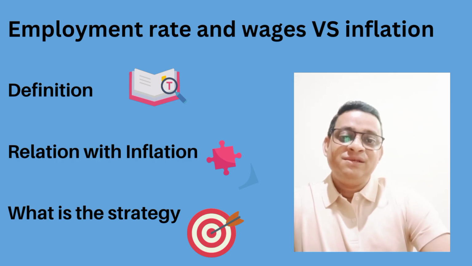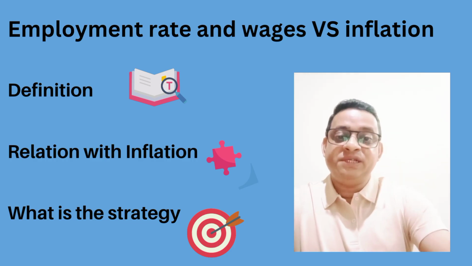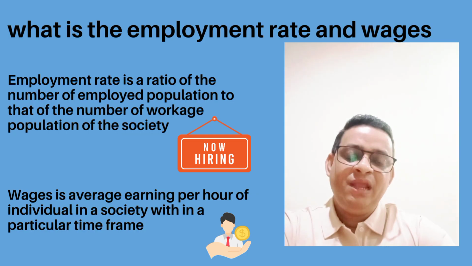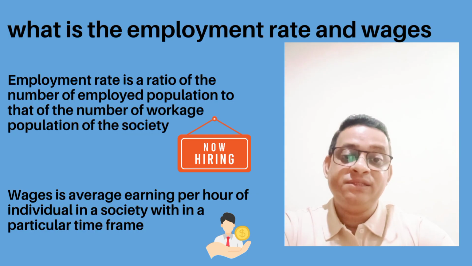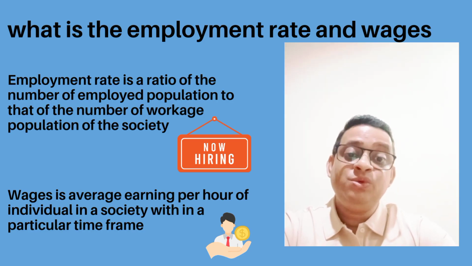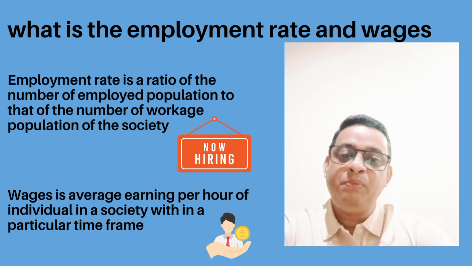So let us start with the employment rate and wages, and their correlation with inflation. Friends, now let us come to the two factors, employment rate and wages. What is the employment rate of a particular society? In society, there are two different populations. One is the employed population and another is the work age population.